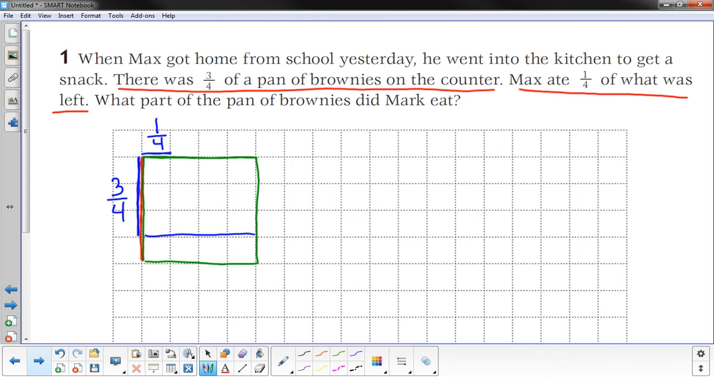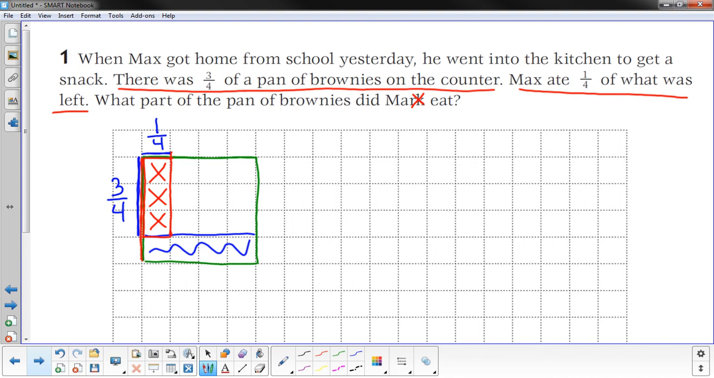So when he came in, this wasn't there anymore. That top section is what was left. And Max decided to eat 1/4. I'll use red. So now I'll just bring this down. And Max ate this section here. He ate this piece. What part of the pan of brownies did this, I believe, should be Max eat? Okay, you have to think of the whole, what he ate compared to the whole entire pan.